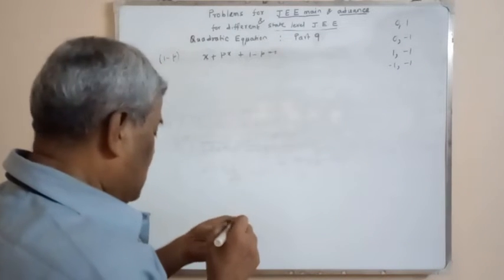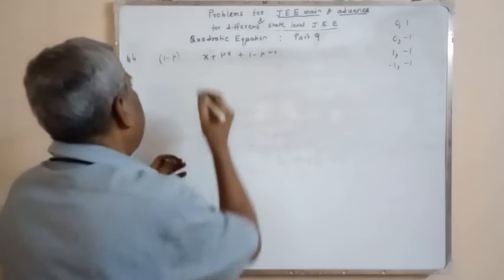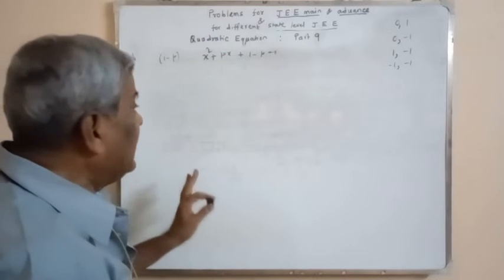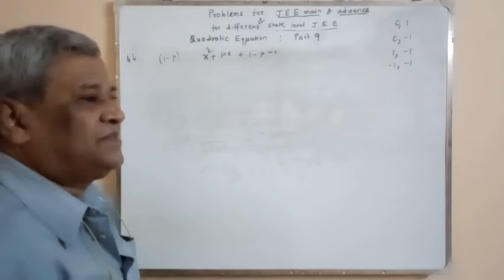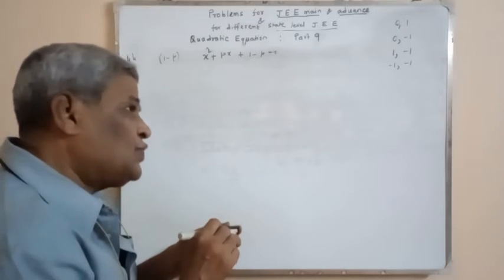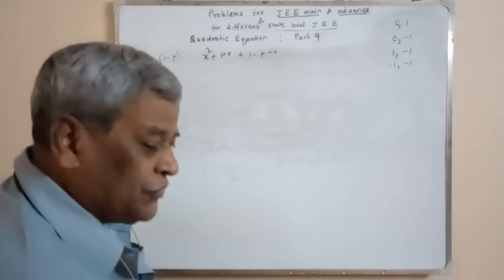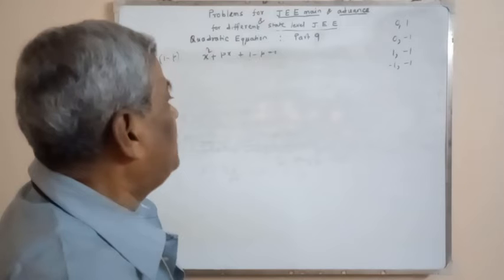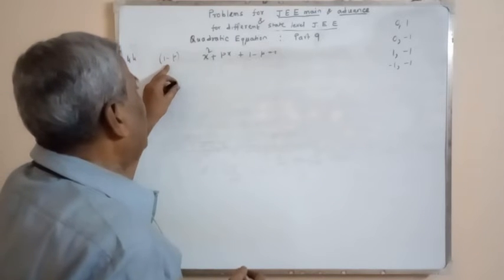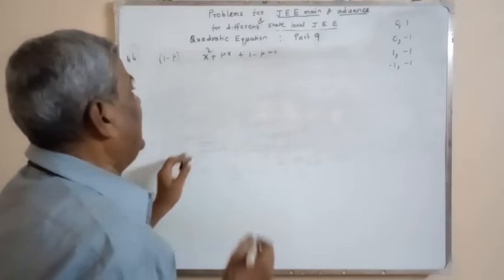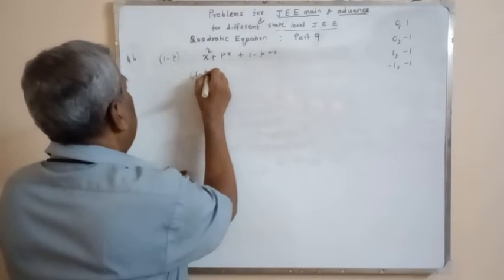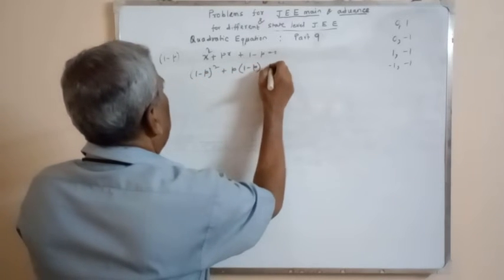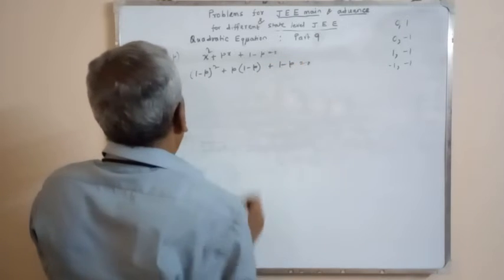So the quadratic equation x square plus px plus 1 minus p is given, and given that 1 minus p is a root of that. Its roots in the options are all numerical values: 0, 1, minus 1, and so on. Because 1 minus p is a root of that, it must satisfy it. So 1 minus p whole square plus p into 1 minus p plus 1 minus p is equal to 0.